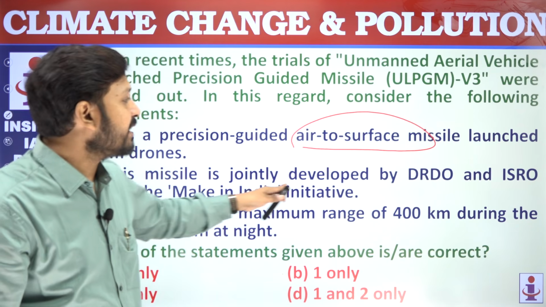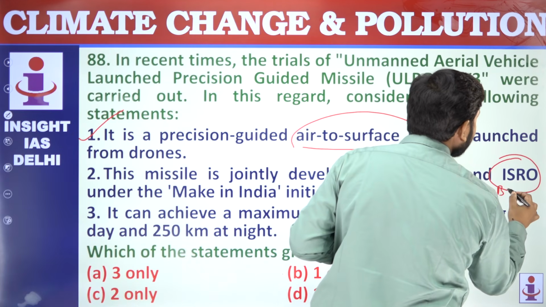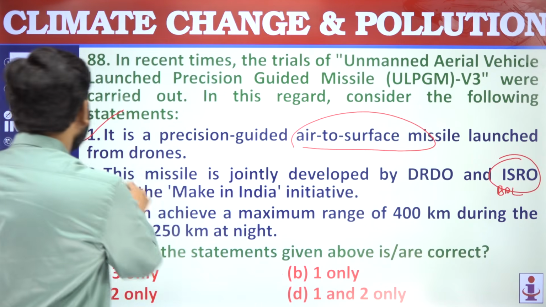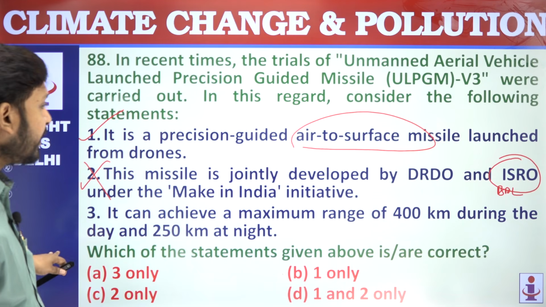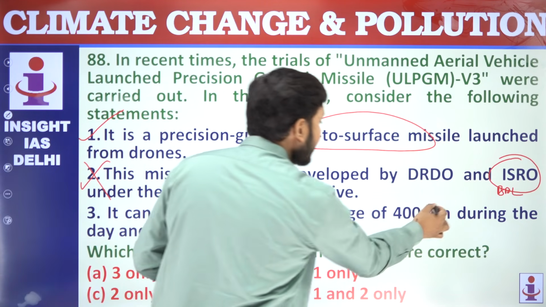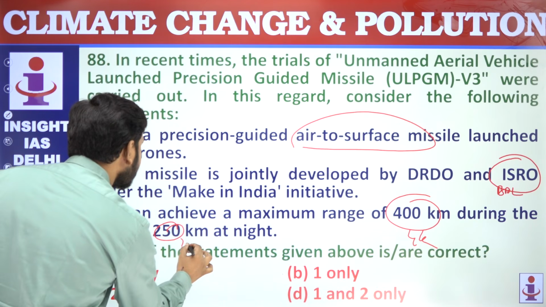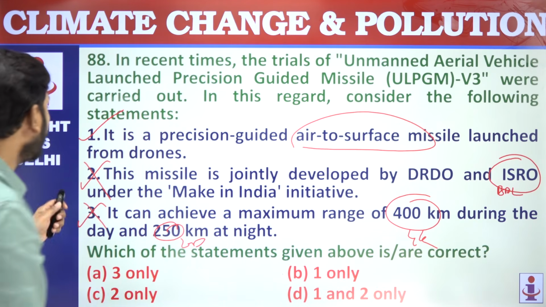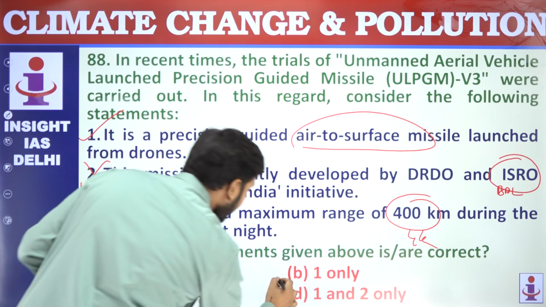This missile is jointly developed by DRDO and ISRO. No, it is not DRDO and ISRO. It is Bharat Dynamics Limited. So this is the wrong statement. It can achieve a maximum range of 400 kilometers during daytime and 250 kilometers at night time. No, these values are wrong. It is 4 kilometers and 2.5 kilometers. So this is also wrong. So only one statement is correct and they are asking for the correct one. So only one is there in option B.